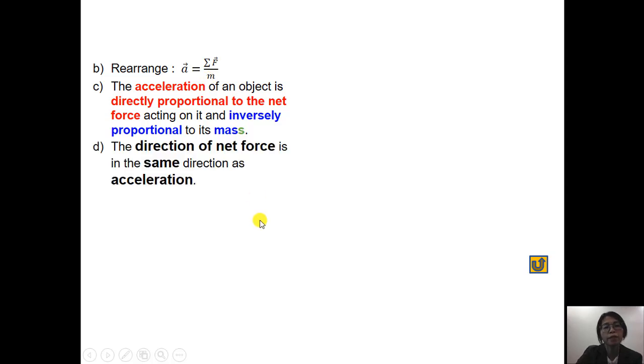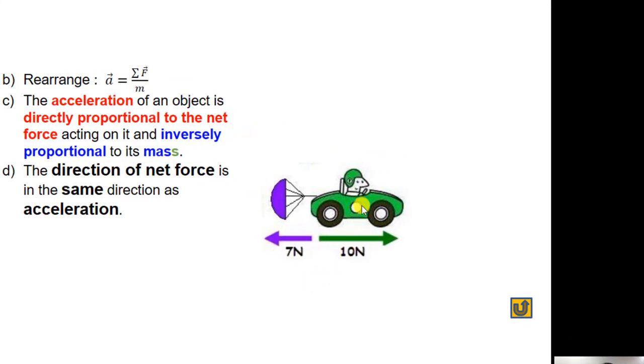Since force is a vector quantity, the direction of net force is always the same as the direction of acceleration. For example, for this car, there is a 10 Newton force acting rightward and 7 Newton acting leftward. So the net force will be 10 minus 7 equal to 3 Newton. This 3 Newton will contribute to the acceleration of the car, and the car will accelerate towards the right as well. So this is what we mean by the direction of acceleration is the same as the direction of net force.